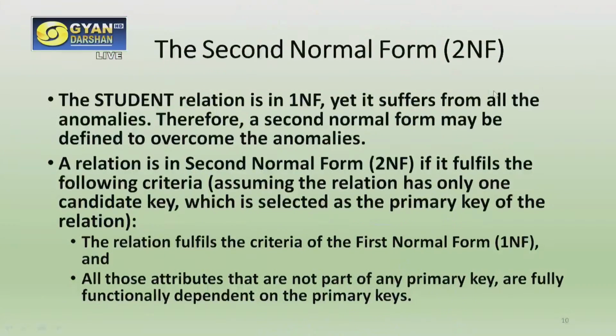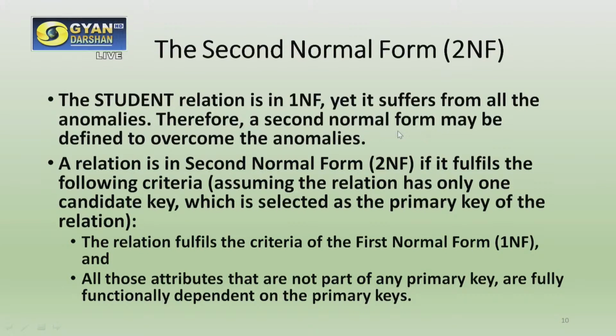And what we see in this relation is that there are a lot of redundancy related problems. What are they? Let me repeat: the update anomaly, the insertion anomaly, and the deletion anomaly. All three problems exist. So what should we do now? Obviously we would like to convert it to the next normal form, and that is called the second normal form. The student relation is in 1NF, yet it suffers from all anomalies.